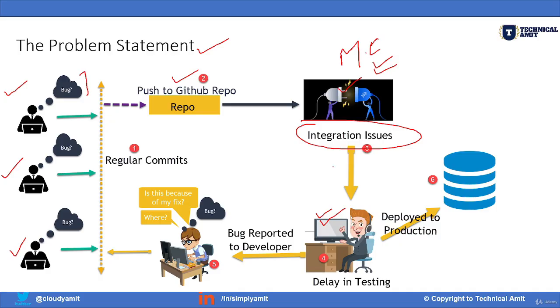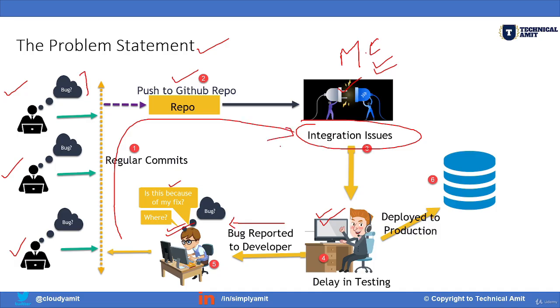So if there are any issues, there will be a delay in the testing, the bug will be reported to the developer, and then the developer is again going to work on the bug. The first thing they will try to find out is, is it related to my code? Definitely, if you are getting a bug as a developer, the first question you ask yourself is, is this bug related to my code? Do I need to fix this, or do I need to tell some other developer to fix this?